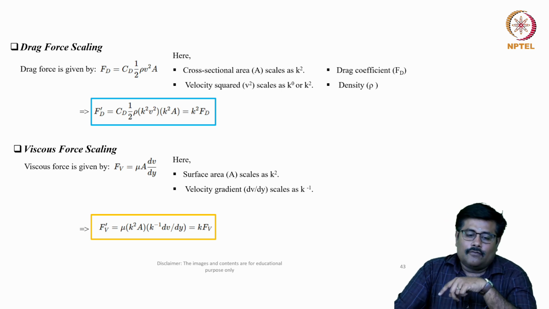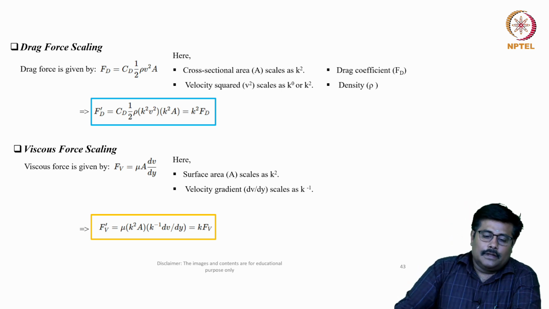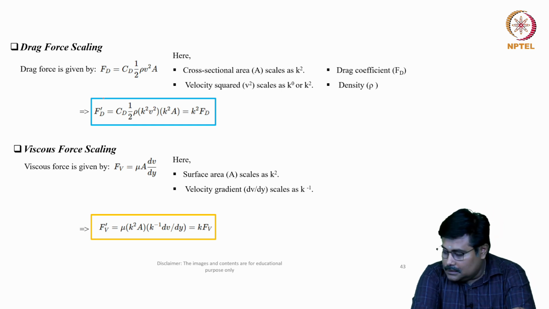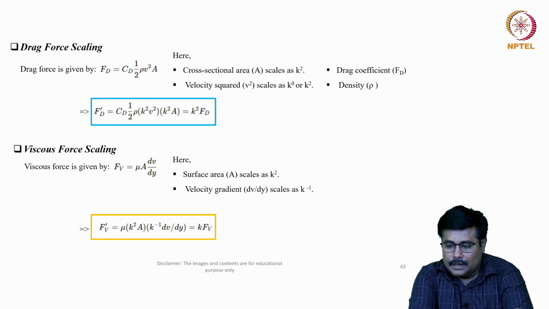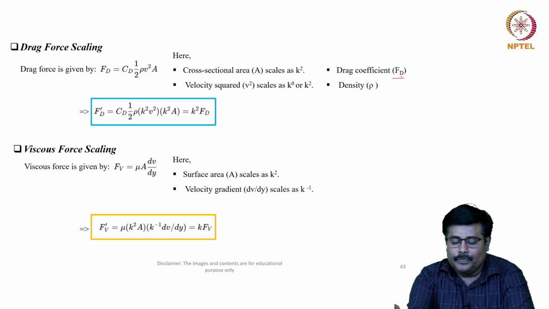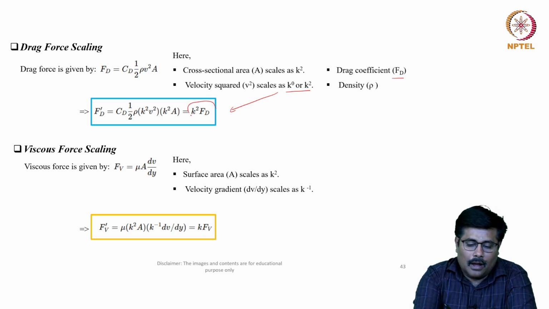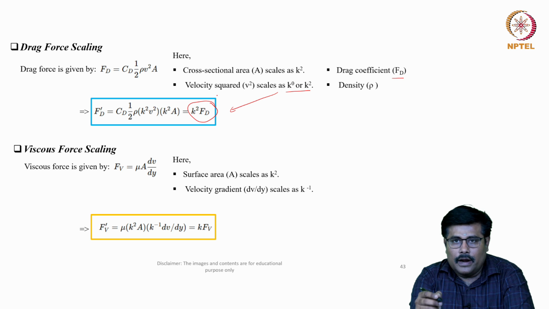Now let us consider the drag force. The drag force is given by the equation Fd equals CD half rho v squared A, where the cross-sectional area A scales as k squared, and the drag coefficient is CD. Similarly, there is the velocity squared, v squared, which scales as k0 or k squared, and the density rho, and it is governed by the equation Fd dash equals CD half rho v squared k squared A, which can be appropriately represented as k squared Fd.